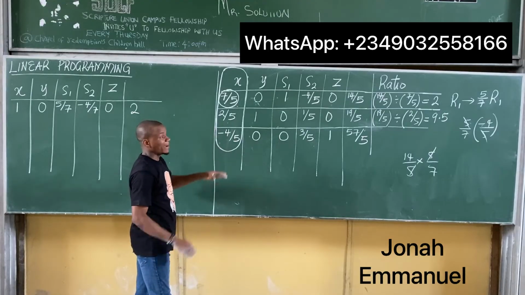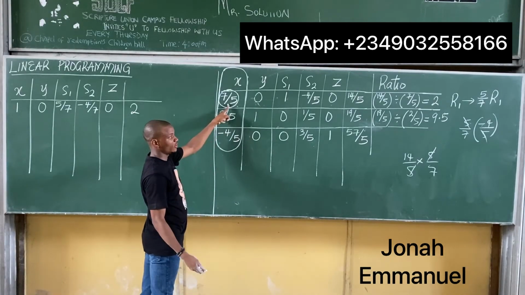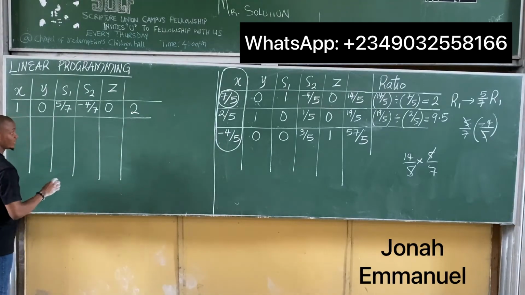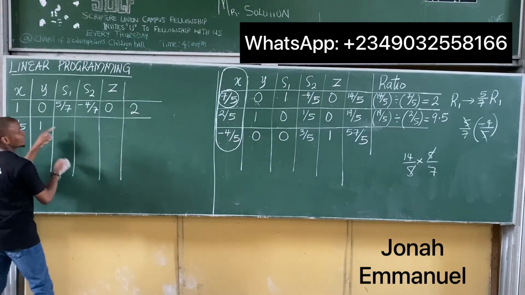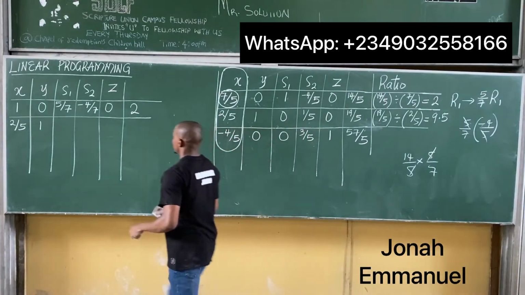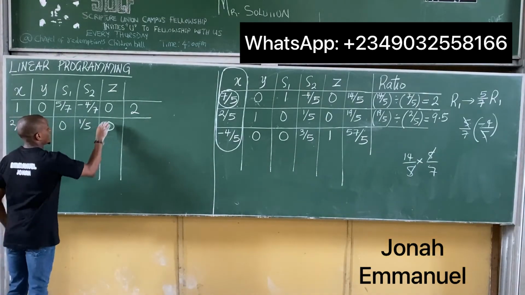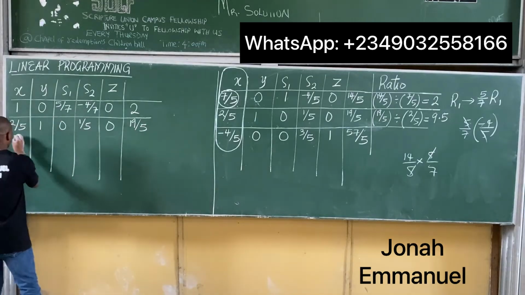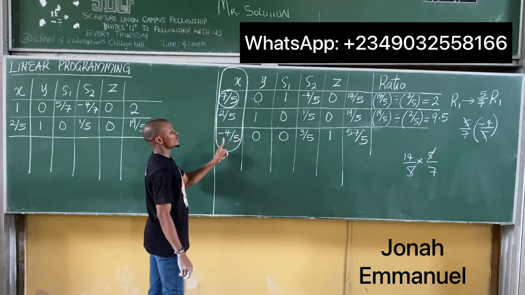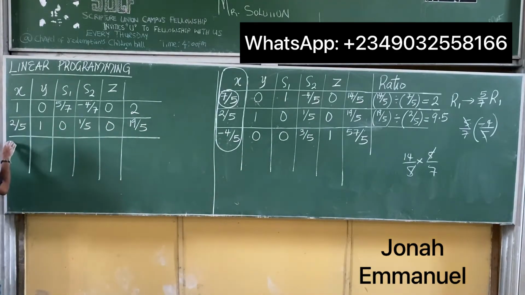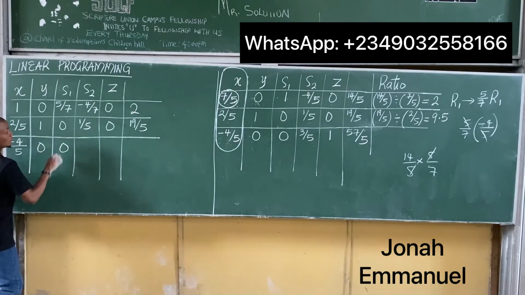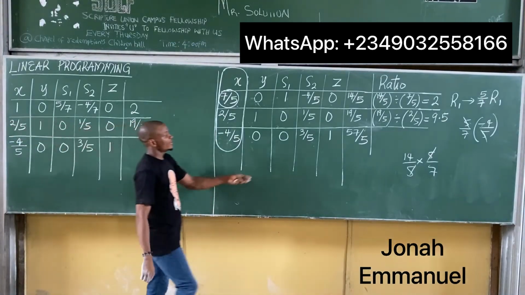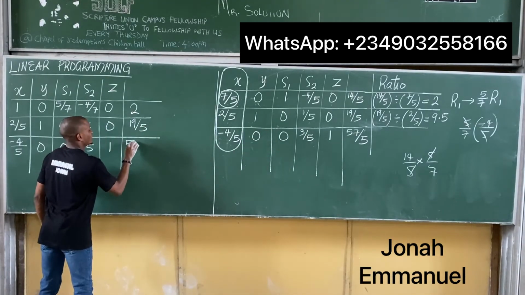Just repeat these 2. My task was to make this one here unity, which I've done. Repeat these 2. So 2 over 5, 1. We are almost done with this. So 2 over 5. Next up, 1. Next up, 0, 1 over 5, 0. Next up, 19 over 5. Repeat this one here: minus 4 over 5, 0, 0. Then 3 over 5, 1, and 57 over 5.